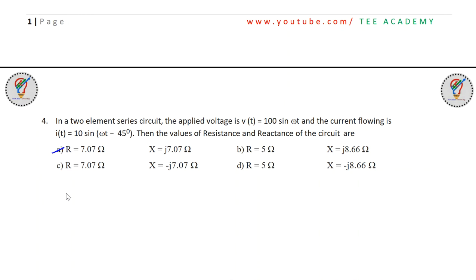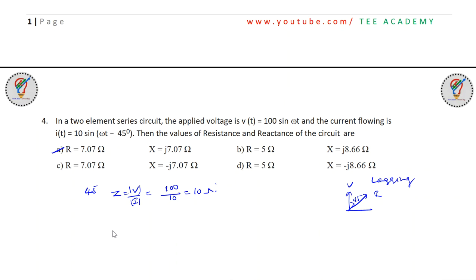Why is it A? Now the angle between the voltage and current is what? 45 degrees. Is it leading or lagging? With respect to voltage, the current is lagging by 45 degrees. So voltage leads the current, which means it is an inductor. So inductor means the power factor will always be lagging. Now we need to find the value of Z here. So Z is nothing but voltage phasor by current phasor, which is 100 divided by 10, which is nothing but 10 ohms we got here.